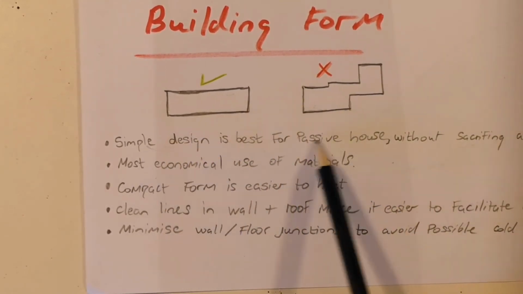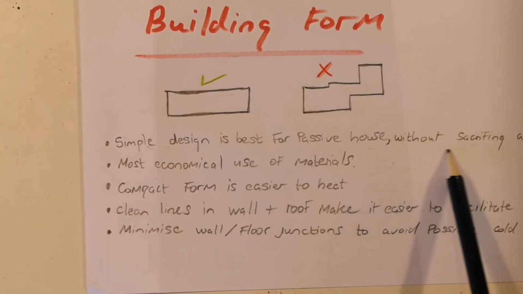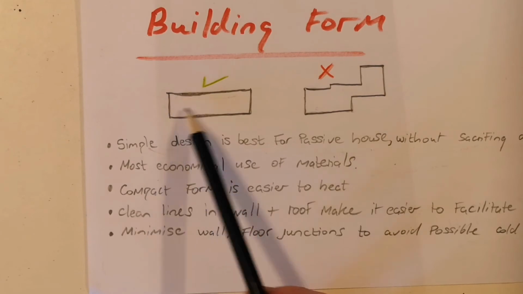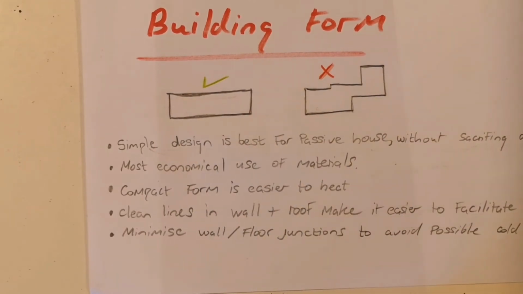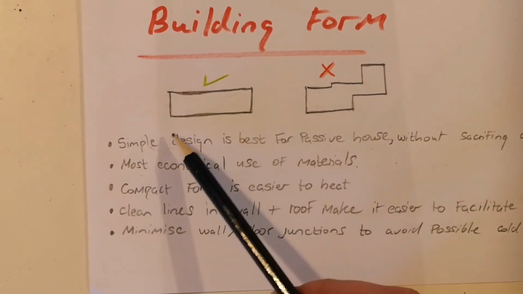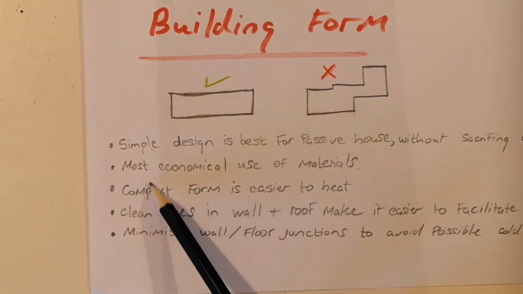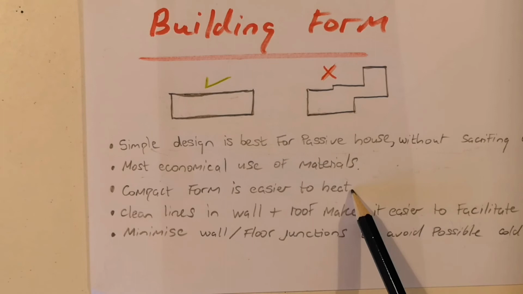As I said here, a simple design is best for the passive house, without sacrificing the aesthetic. So it's going to be a simple rectangular shape, but you can still make it look well. A few reasons for it: the most economical use of materials, and the compact form is easier to heat.